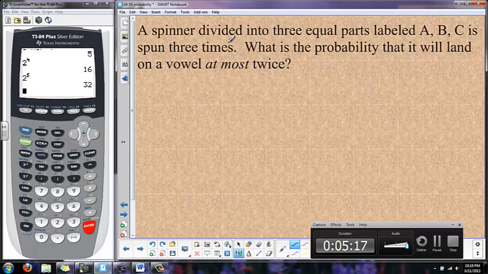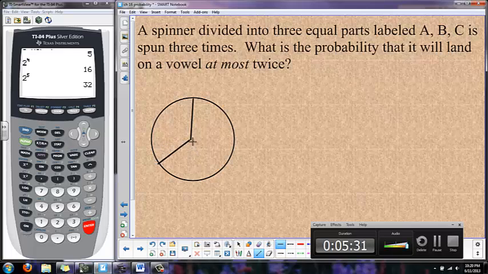Done, done, done. Okay. A spinner is divided into 3 equal parts labeled A, B, and C. Sometimes it just helps to draw a picture so that you know what you're looking at. Okay. And it's spun 3 times. What is the probability it will land on a vowel at most twice? Well, what's a vowel? A, E, I, O, U. So we only have 1 vowel right there. Okay. And we're talking about at most twice. So that's going to take things into consideration too.